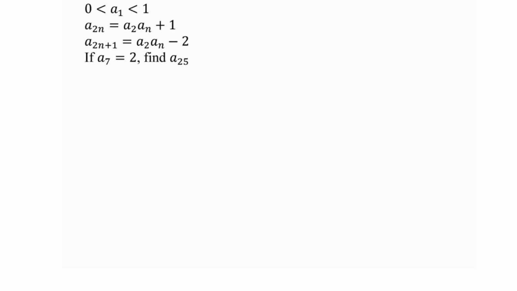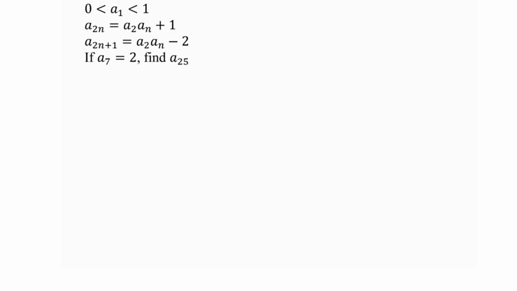In today's video, we'll be solving this recursive sequence. We're given that a sub 1 is between 0 and 1, a sub 2n is equal to a sub 2 times a sub n plus 1, and a sub 2n plus 1 is equal to a sub 2 times a sub n minus 2. If a sub 7 is 2, find a sub 25.